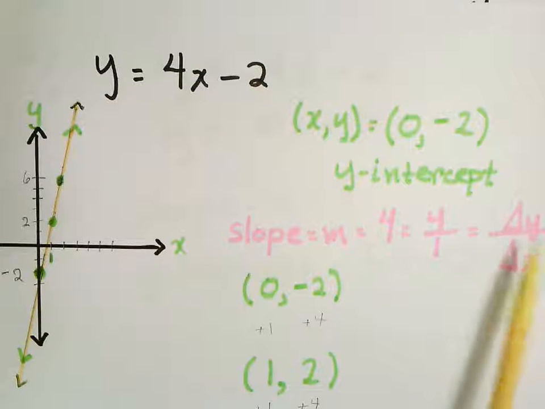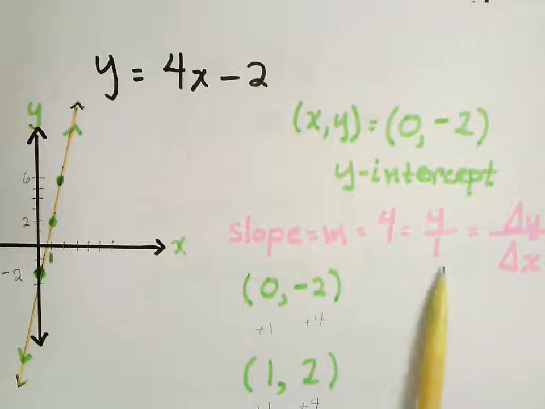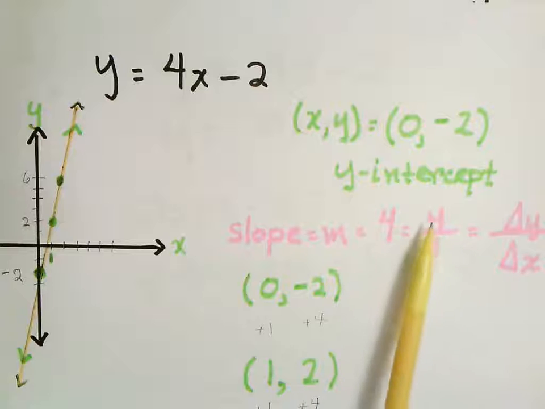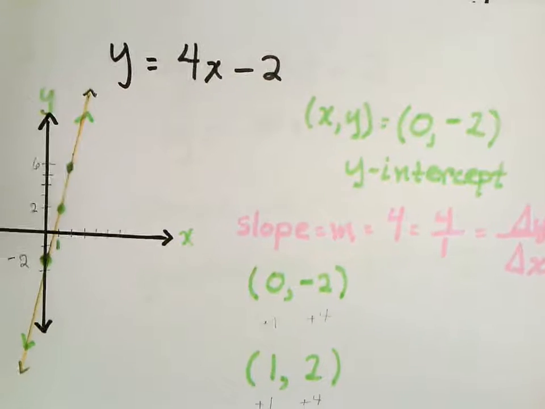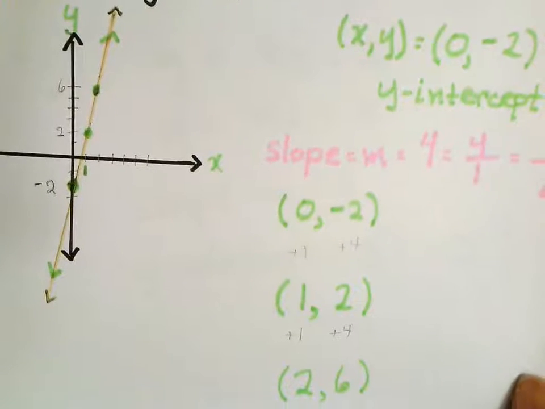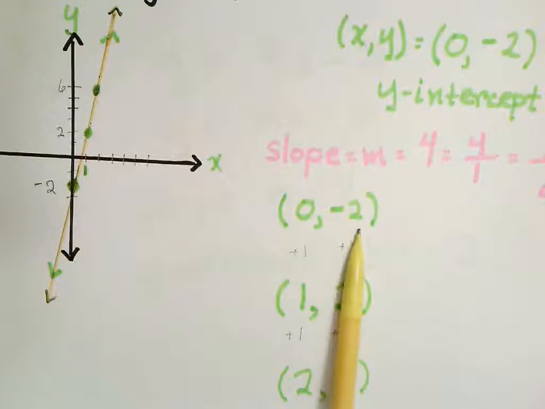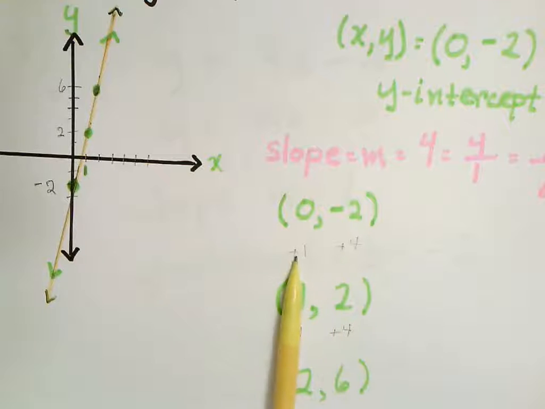So the change in the y is 4. And the change in the x is 1. Which means that every time we add 4 to the y, we have to add 1 to the x. So that's what I'm doing here to get other points on the line. So I add a 4 to the y and a 1 to the x.